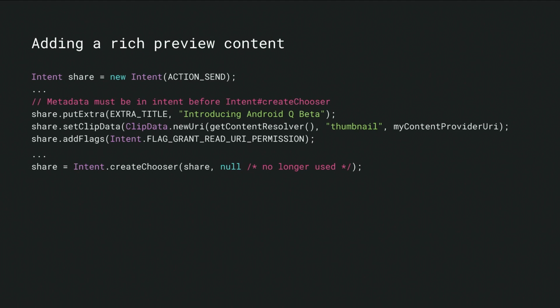Make a sharing intent, as you would normally, then add rich preview metadata to your share intent before calling create chooser. Stuff the description and extra title, and add the thumbnail to clip data. As a gotcha, make sure to give us the right permissions to read your thumbnail image. Otherwise, it won't appear. See the add flags method in this example.